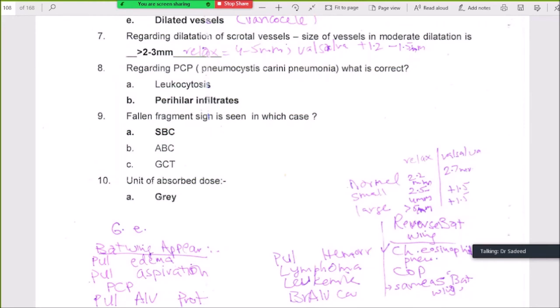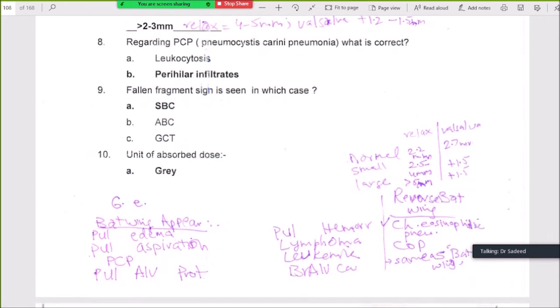Question number 8. Regarding PCP, pneumocystis pneumonia, what is correct? Perihilar opacities. Number 9. Fallen fragment sign is seen in which case? Simple bone cyst. 10. Unit of absorbed dose is gray.